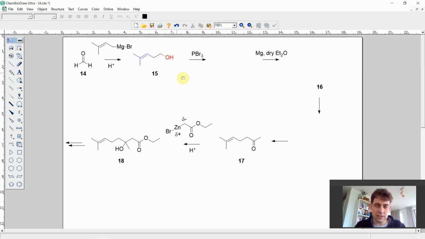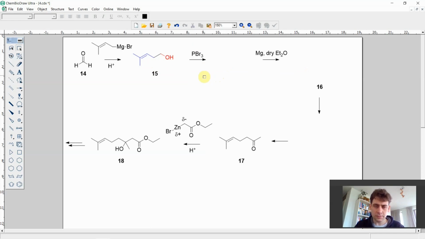Let's first analyze the question. We know the starting material and we know the reaction conditions, so we are looking for the product in this case. And what we see is a two-step reaction sequence. So first we need to analyze what is happening when we react our component 15, so our primary alcohol with the double bond, with phosphorus tribromide.